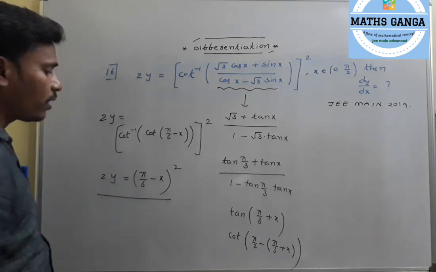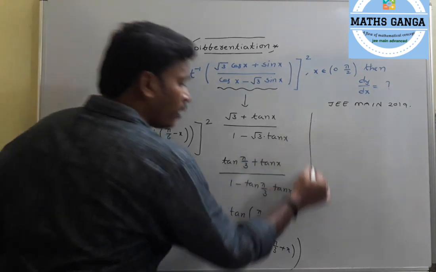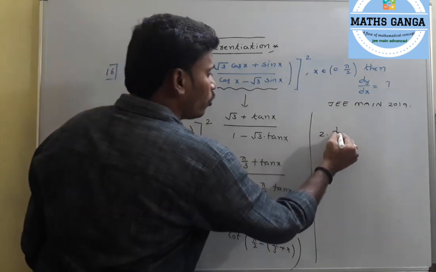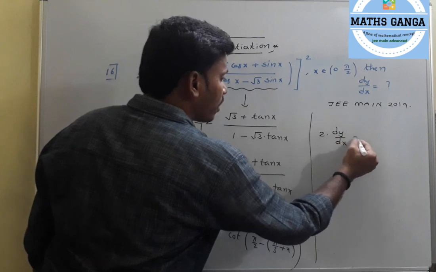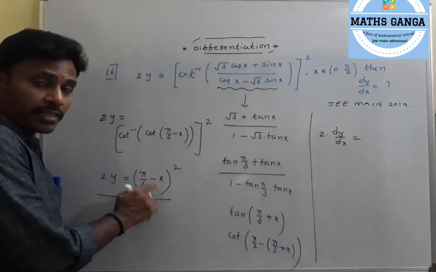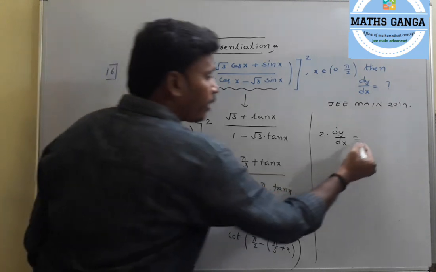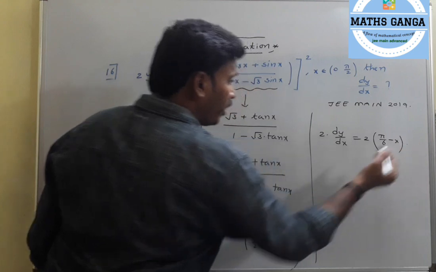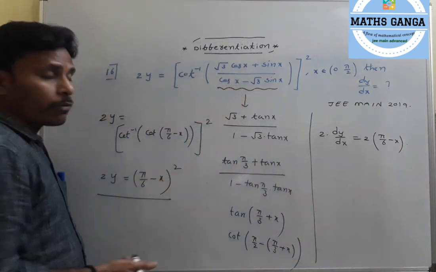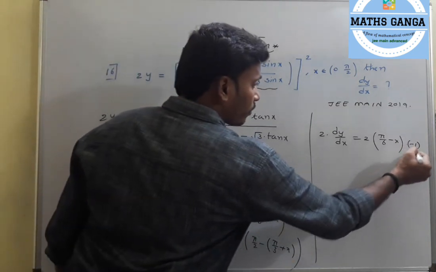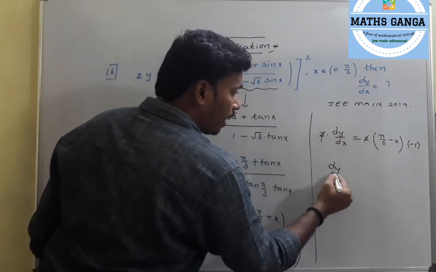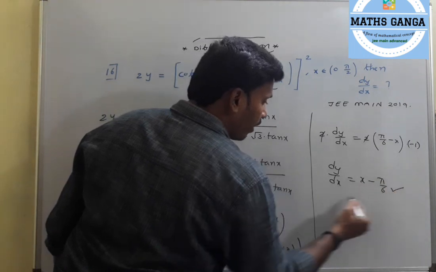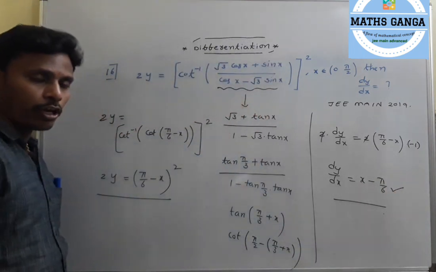Now we need to find dy by dx. So we have 2y is equal to (pi by 6 minus x) whole square. If you differentiate it, the derivative of 2y is 2 into dy by dx, equal to the derivative of something square, which is 2 times (pi by 6 minus x) into the derivative of that, minus x, which is minus 1. So cancel this 2. We have dy by dx is equal to x minus pi by 6 finally. That's the derivative. Okay, copy this.